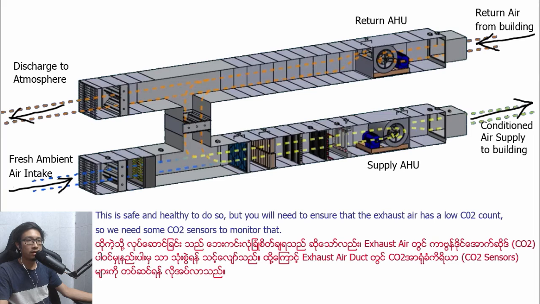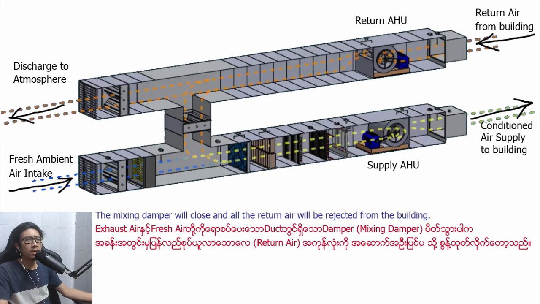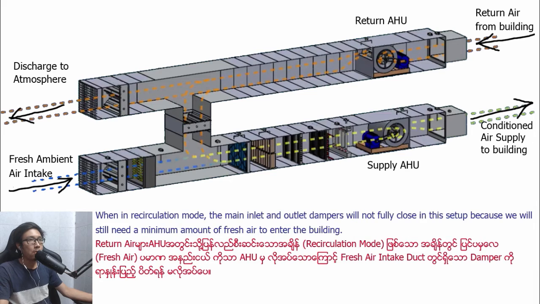This is safe and healthy to do so, but you will need to ensure that the exhaust air has a low CO2 count, so we need a CO2 sensor to monitor that. If the CO2 level is too high, then the air cannot be reused. The mixer damper will close and all the return air will be rejected from the building. When in recirculation mode, the main inlet and outlet damper will not fully close in this setup because we will still need the minimum amount of fresh air to enter the building.